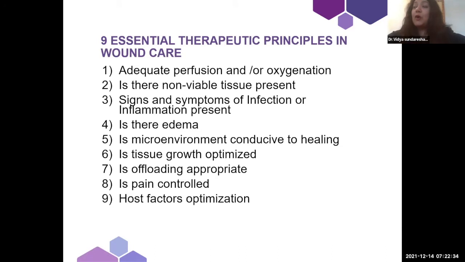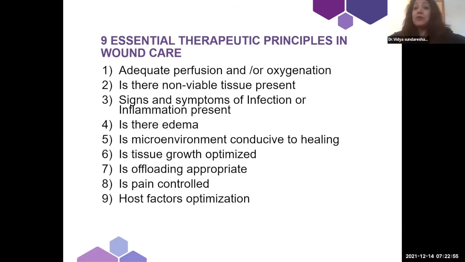Is tissue growth optimized? Sometimes the skin is just too sluggish. It's not growing. The wound is not healing. What can you do? Of course, helping with that debridement and making sure that the granulation tissue is rich and fresh and healthy. That will help with the tissue growth.